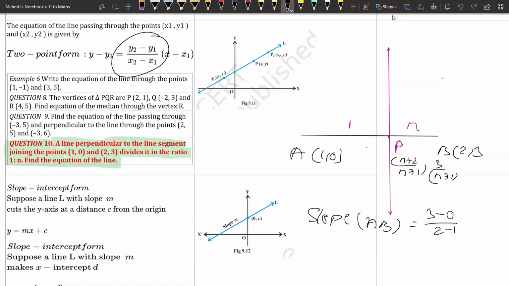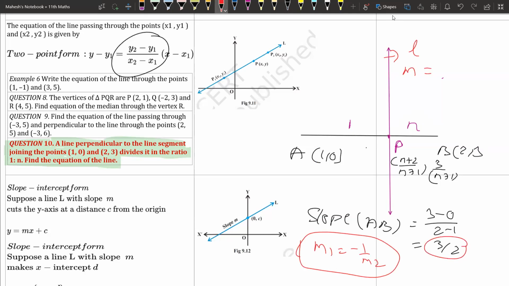Right, so what we'll get here is 3 over 2. Now, as you know, when two lines are perpendicular, the slope of one line is the negative reciprocal of the other. So using this relation, let this be the required line. I can say its slope, say m, will be the negative reciprocal of this, that is minus 2 over 3.